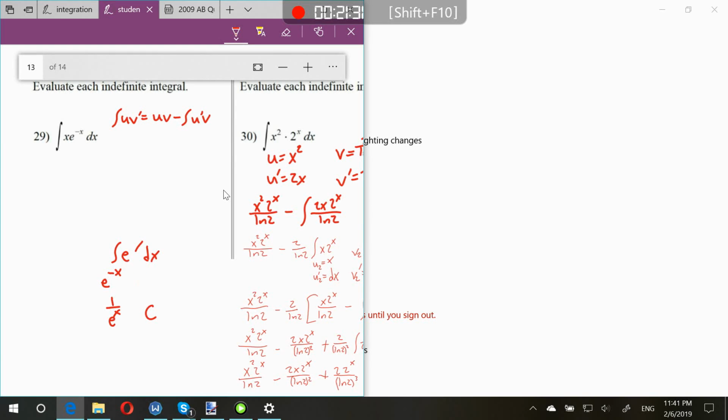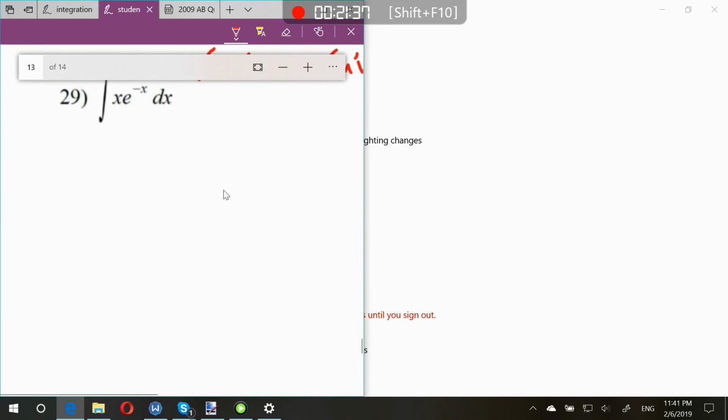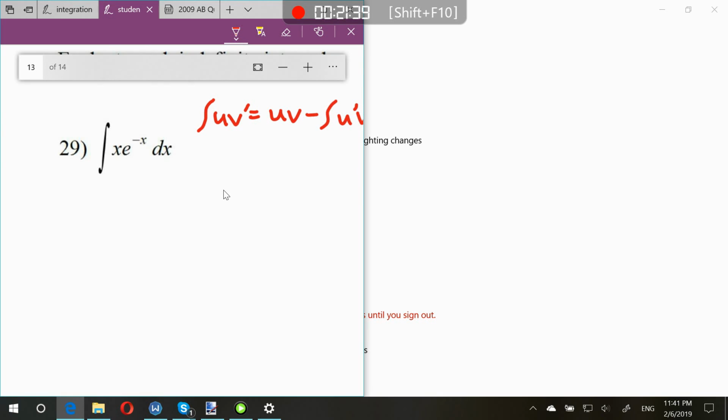Create a table of u and v prime. What is my u and what is my v prime? It's x and e to the negative x. Okay, so right now, my u is everything I need to derive, and my v prime is everything I need to integrate. So what do I do next?